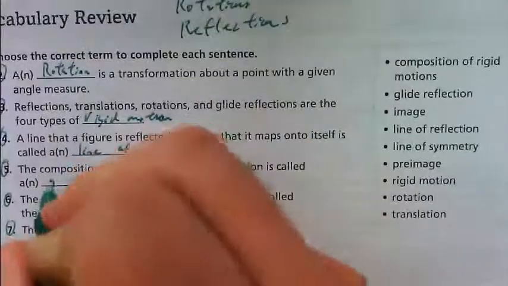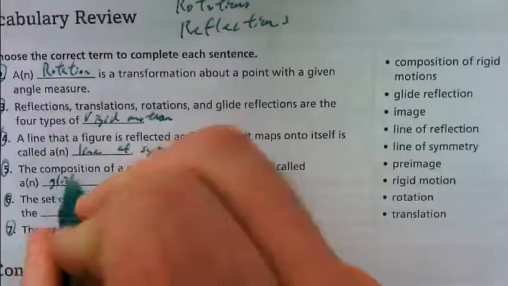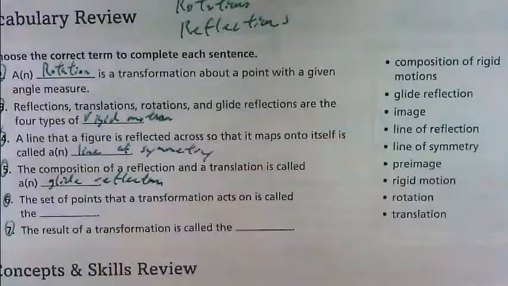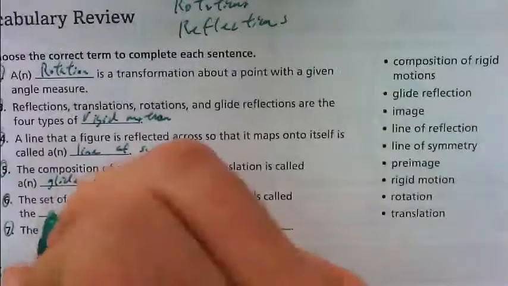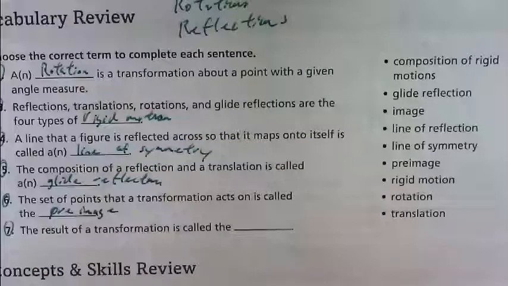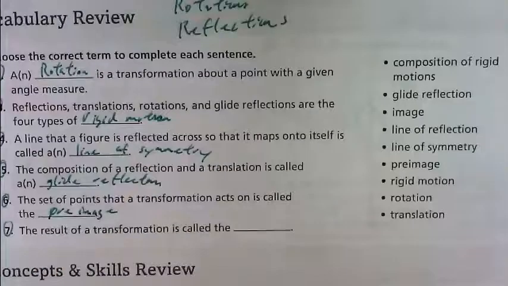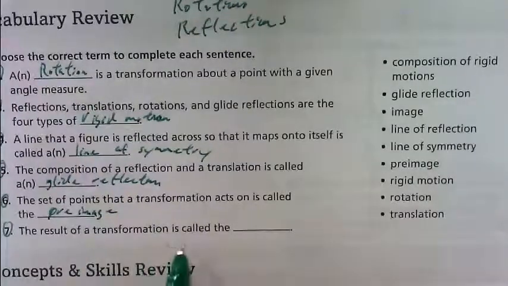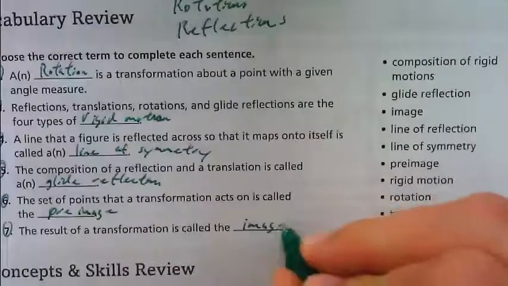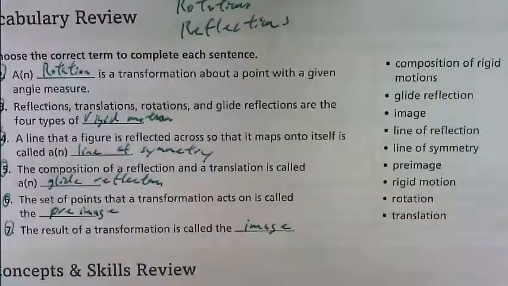Now, glide reflection. All right. The set of points that a transformation acts on is called the preimage. Yeah. So, again, preimage is the original, image is the new. The result of a transformation is called the... So this is the other one, this is the new one, the image.